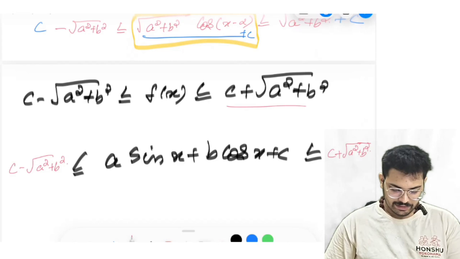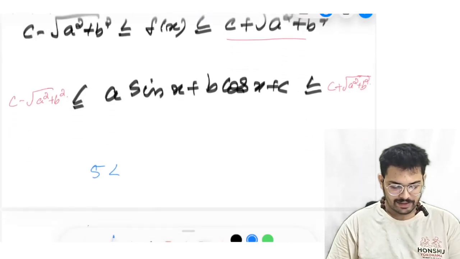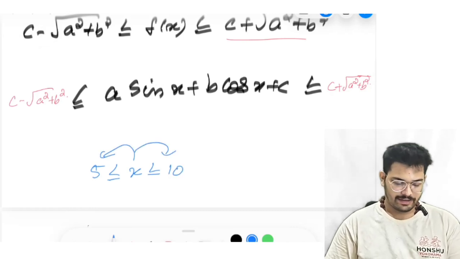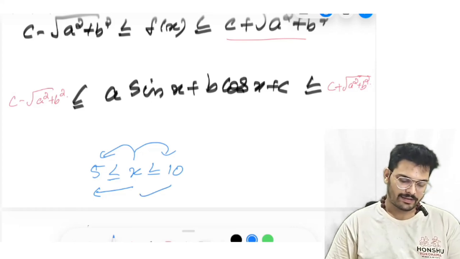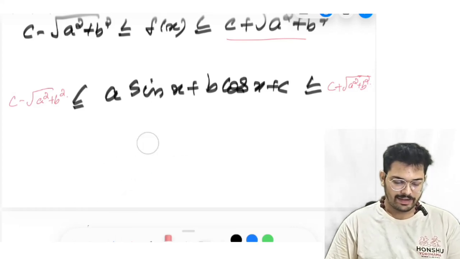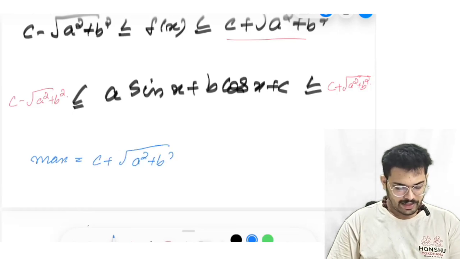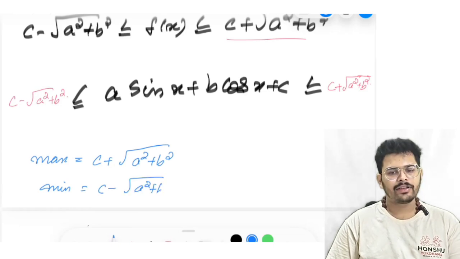That means we can relate it with an example. For example, 5 less than or equal to x less than or equal to 10, which means x lies between 5 and 10. That means the lowest possible value x can possess is 5 and the maximum value is 10. In that sense, we can say its maximum value will be equal to c plus root of a square plus b square, and the minimum value will be equal to c minus root of a square plus b square.